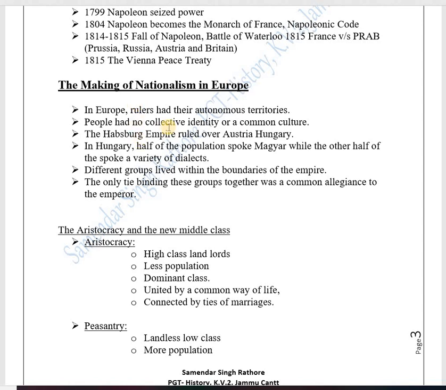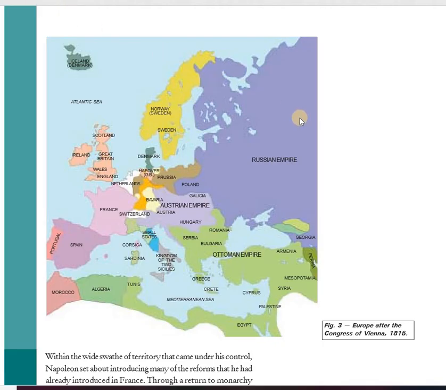So first we'll come back again to the map which we had discussed last time. Now this map, if you can see, there was no nation in 1815. So whatever nations developed, they developed after 1815. And if you see this, they're all big empires: Russian empire, Austrian empire, Ottoman empire, and the British empire. All these were empires. There was no nation in it.